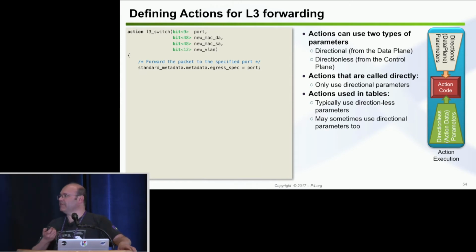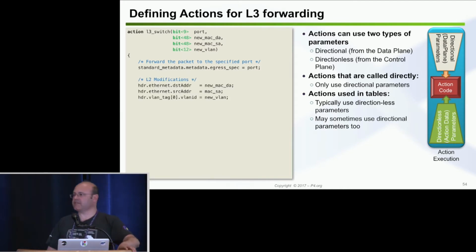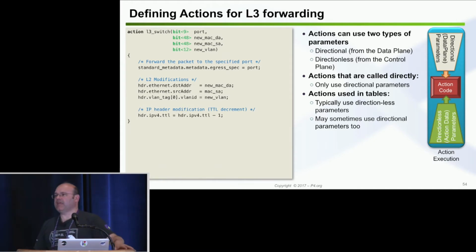So to send a packet to a given port, we already saw that construct. You just set the intrinsic metadata. Here we modify the headers in place. And the last thing you probably want to do in the IP packet when you L3 switch it, you also want to decrement the TTL. And so that's pretty much the action.